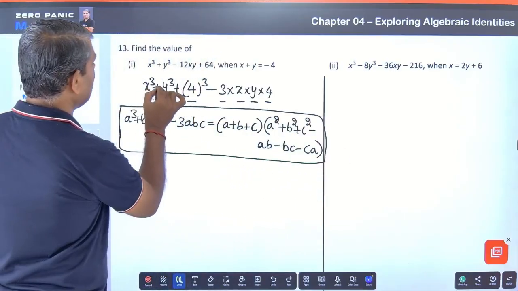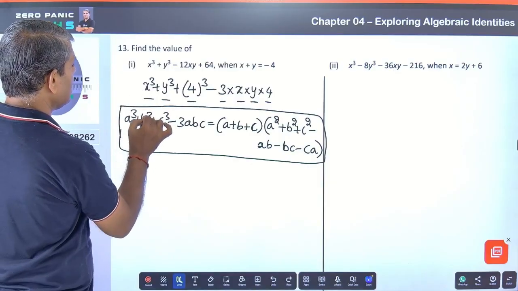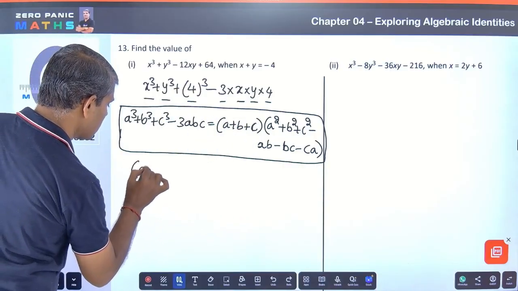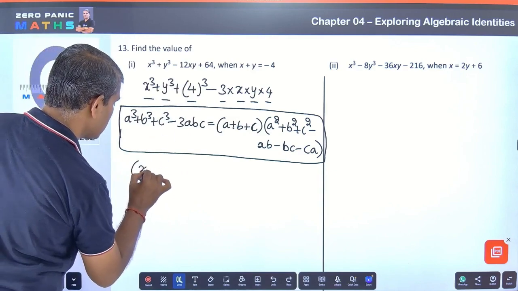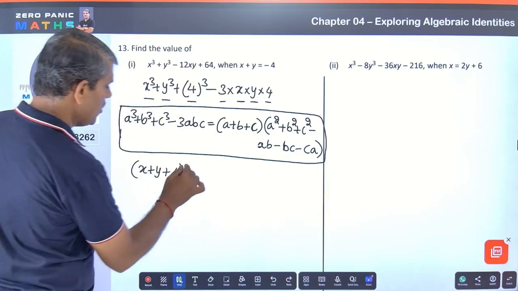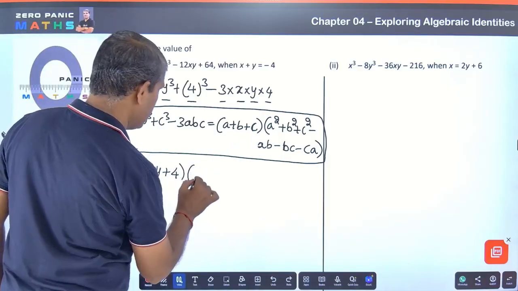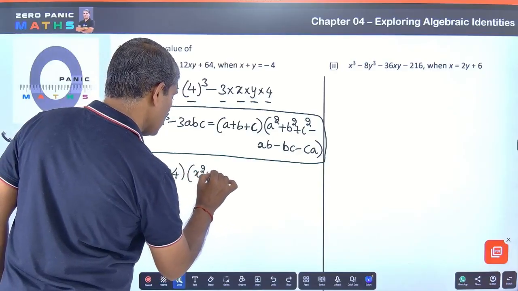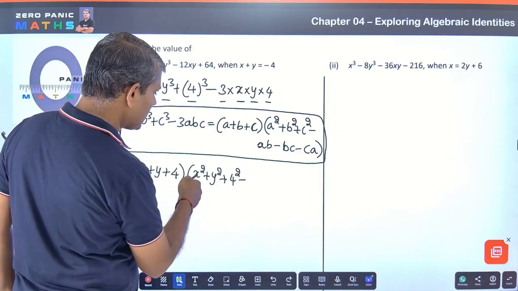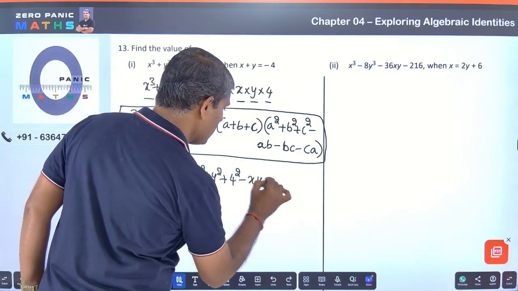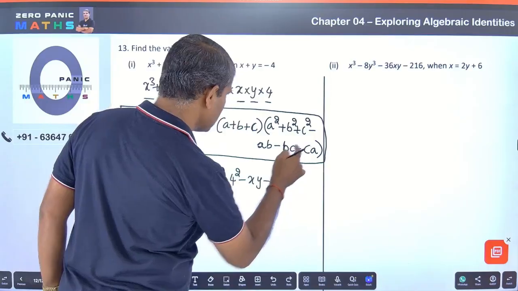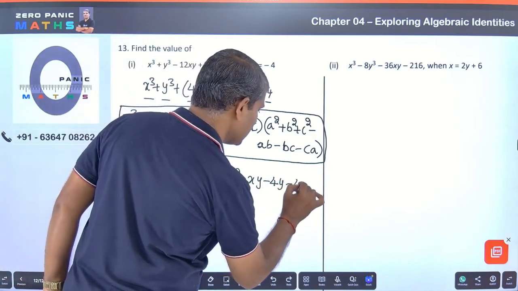Let us write here a is x, b is y, and c is 4. So let me write a plus b plus c as x plus y plus 4, multiplied by a square plus b square plus c square, that is x square plus y square plus 4 square, minus ab, that is x and y, minus xy, minus bc, that is y and 4, that is 4y, minus ca, that is 4 into x, that is 4x.